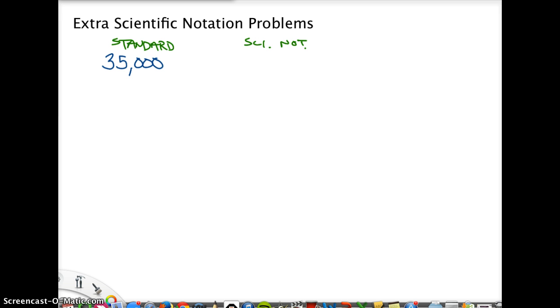So the way I would think about this is I would first put my first digit in the ones place, and then a number that's after that that's not the zeros at the end, after the decimal. Now I have to figure out what power of 10 I need to multiply this by to get 35,000. If I have 3.5, I need to go 1, 2, 3, 4 spots to the right. So in that case, this is going to be 3.5 times 10 to the fourth.